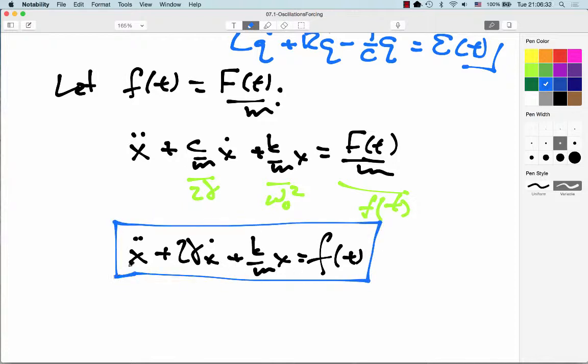And in general, this is a bear to solve. Do you remember from differential equations, this is what's called an inhomogeneous equation. In general, they're really nasty to solve. However, the good news is we've already got it mostly solved.